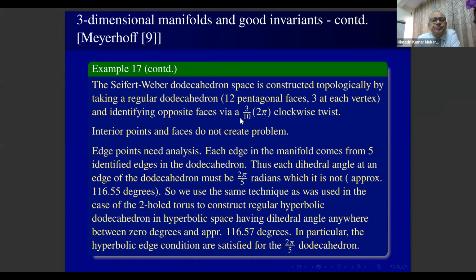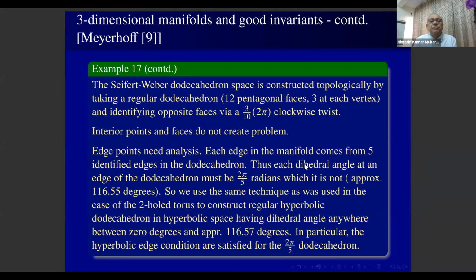Here, we don't take 1/10 of 2π, but we twist clockwise by 3 times that. So the Seifert-Weber dodecahedral space is constructed topologically by taking a regular dodecahedron, which contains 12 pentagonal faces, 3 at each vertex, and identifying opposite faces by a clockwise twist of 3/10 of 2π. Interior points and faces do not create problems. Edge points need analysis.